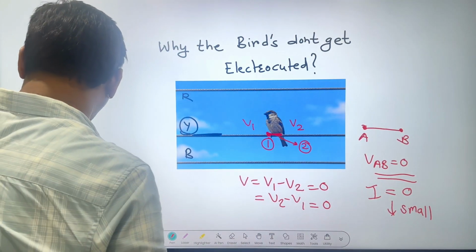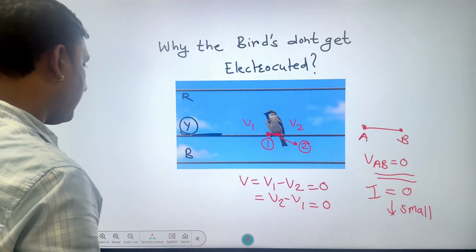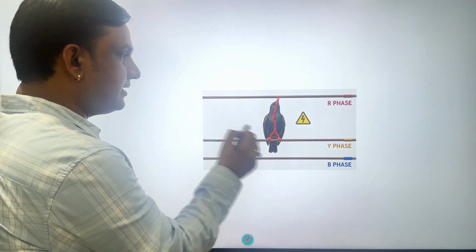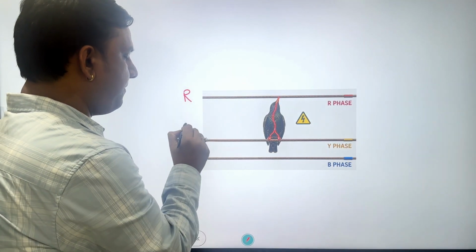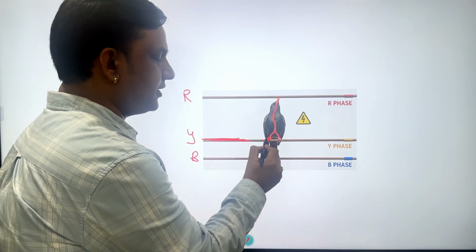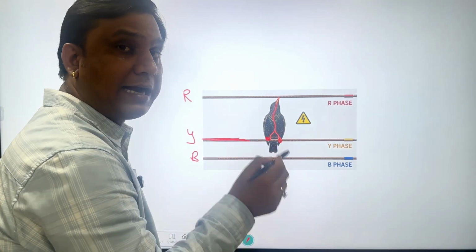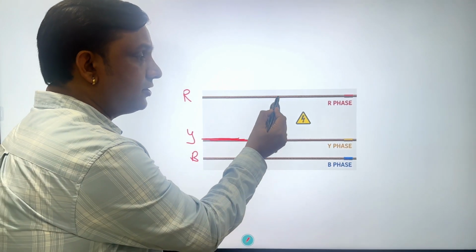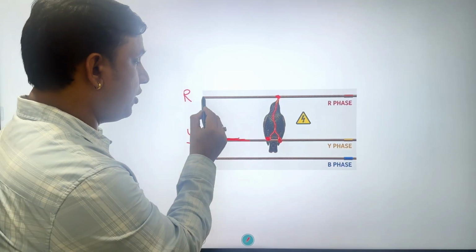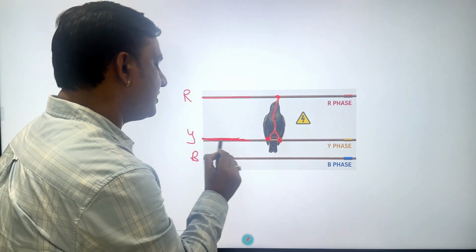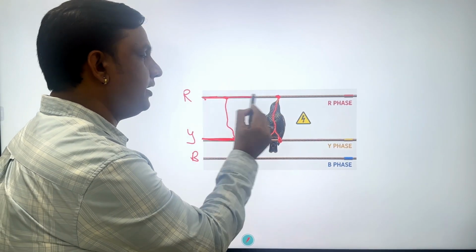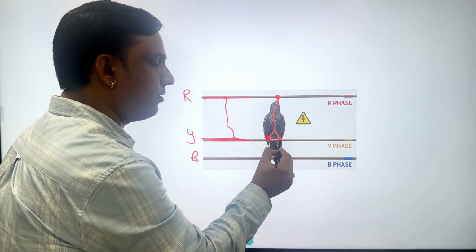Apart from this, if we consider another situation where, say, the bird is again sitting on the same phase, Y phase. The bird is sitting on Y phase, touching these 2 points of Y phase, and at the same time, the bird has touched a point on R phase. Now, what has happened? See, now R phase and Y phase, these two phases, are getting short circuited through the body of the bird.